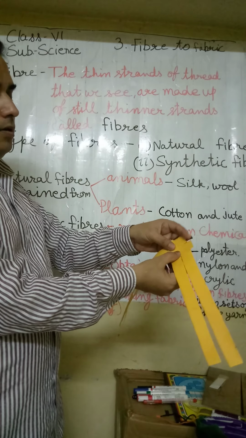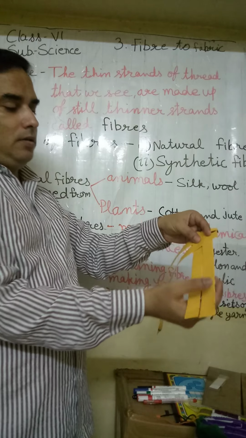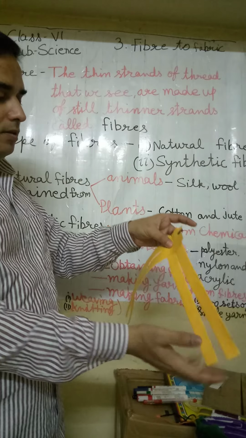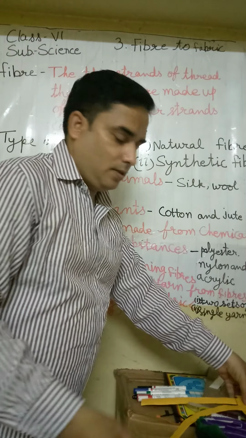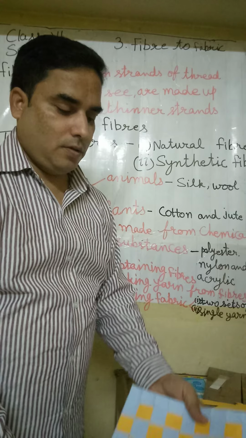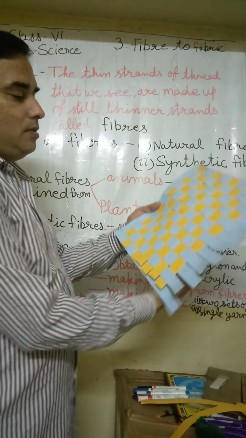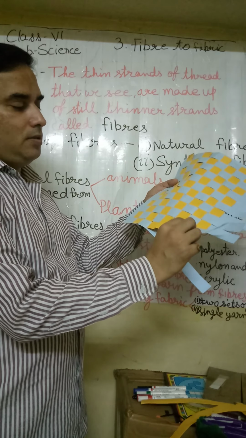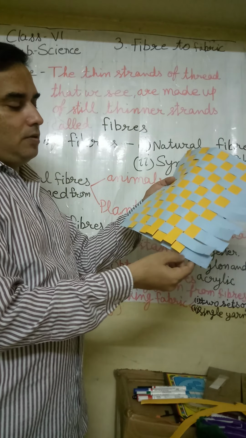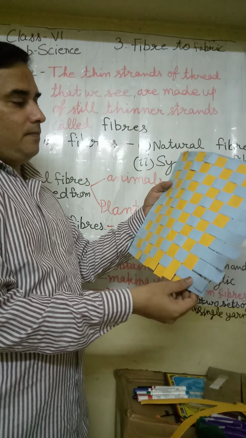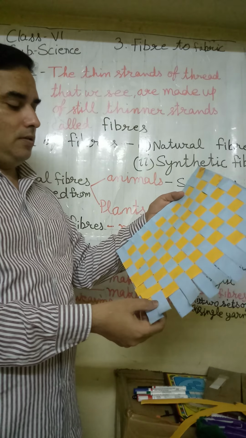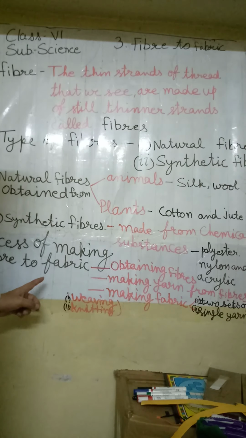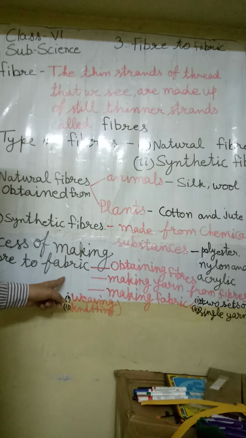You can observe your mat. This is also prepared in this way. So I have completed this activity. You can observe it by making this mat. You can see here, this is one strand and this is another single strand. So I have joined them together and made this mat. Students, this is called the weaving pattern. So our two methods of making fabric are completed.